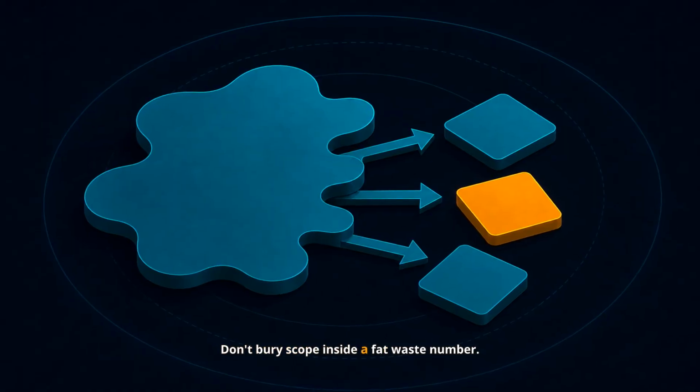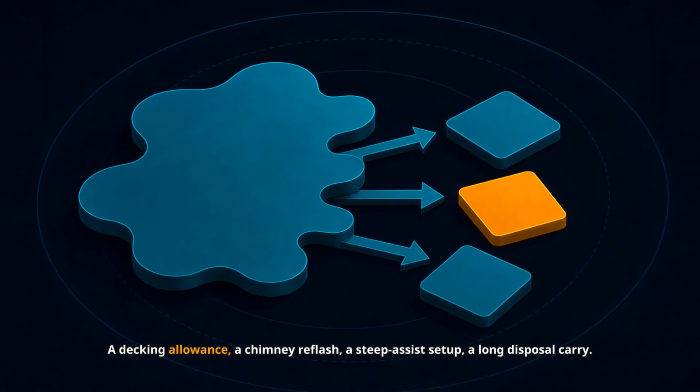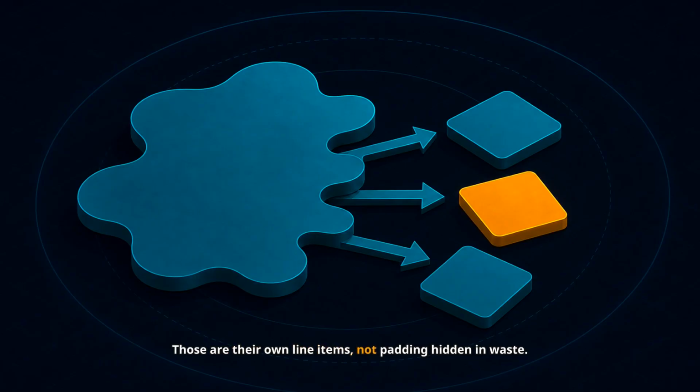Don't bury scope inside a fat waste number: a decking allowance, a chimney reflash, a steep assist setup, a long disposal carry. Those are their own line items, not padding hidden in waste. When you bury scope in waste, two things break. You can't explain your price to the customer, and your job history goes useless, because you can't see why one square costs more than another. Keep them split. Future you, reviewing a job that went sideways, needs that.